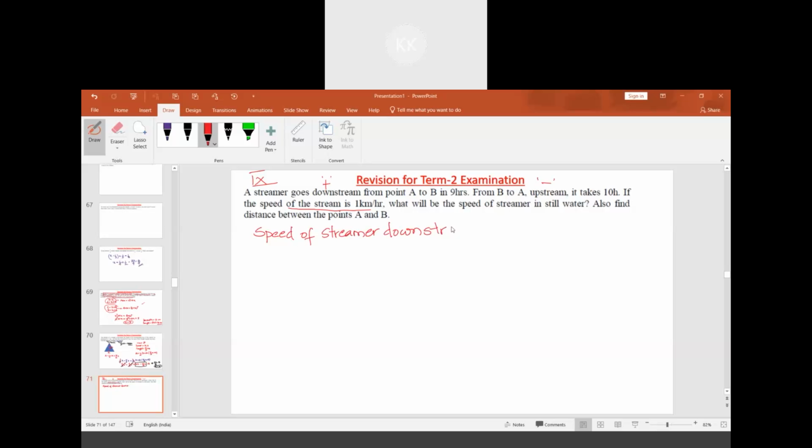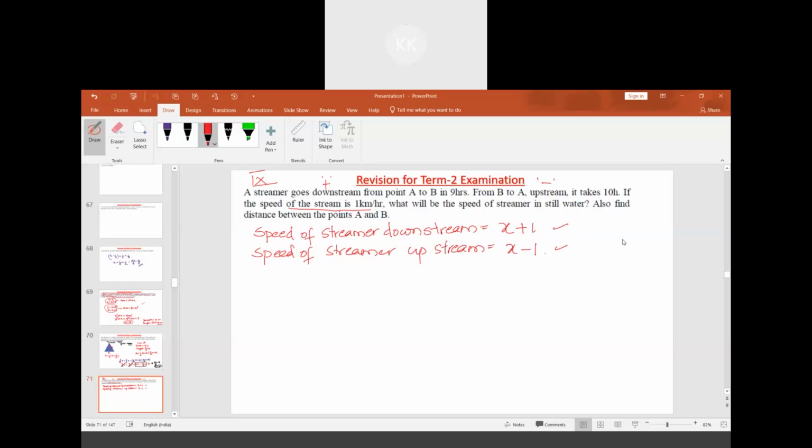Downstream will be the speed of this boat. I have taken the streamer as x, so x plus 1 kilometer per hour. Same way, the speed of the streamer upstream will be x minus 1. Yes, this concept is understood.